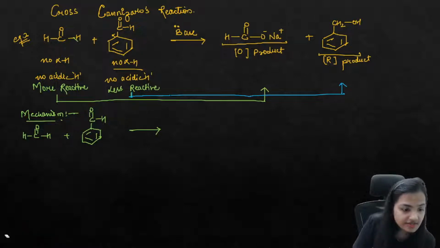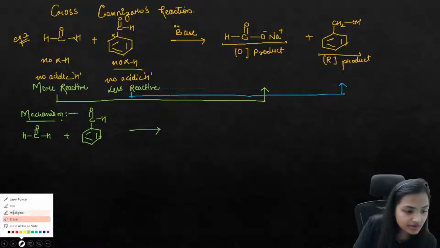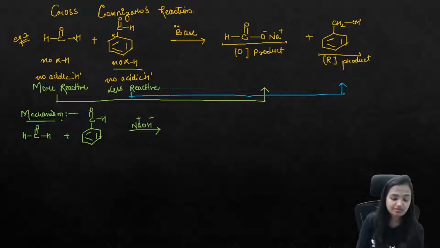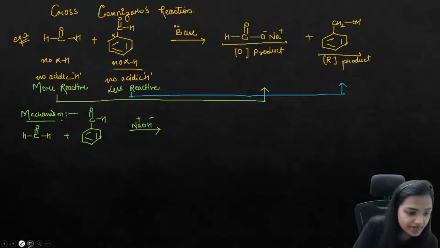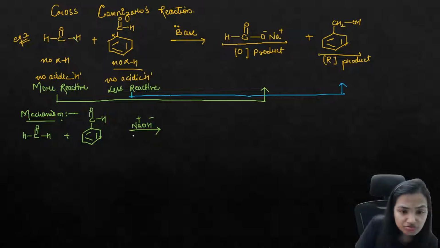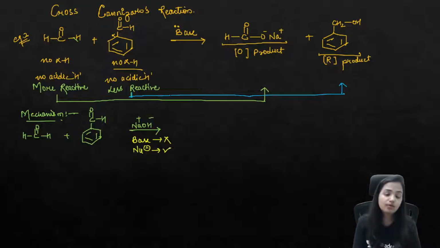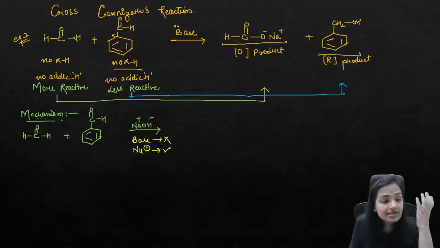Let us take a very simple base, which is NaOH, because here my aim is to make you understand the mechanism, which is an ionic compound. When we have a base here, the question is, do we have any acidic proton? No. So will it be acting as a base? No, this will not be acting as a base. Will this be acting as a nucleophile? Yes, absolutely. This will be acting as a nucleophile.